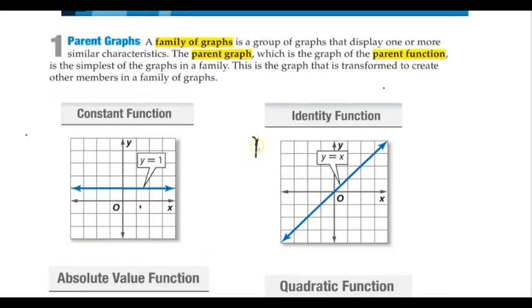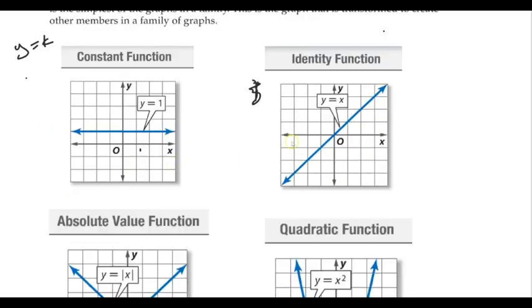All these graphs we should already know. The constant functions, anytime y equals anything, just goes to that value and then draw a line straight across. Identity function, it's y equals x. Let's think about the linear function instead: y equals mx plus b. And that's a transformation of the identity function.